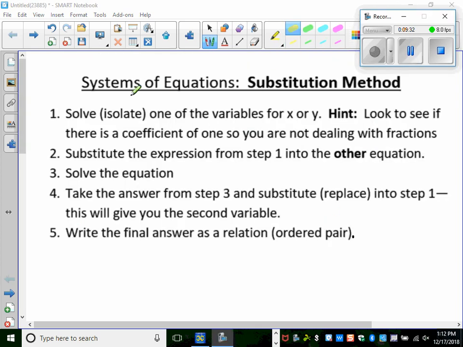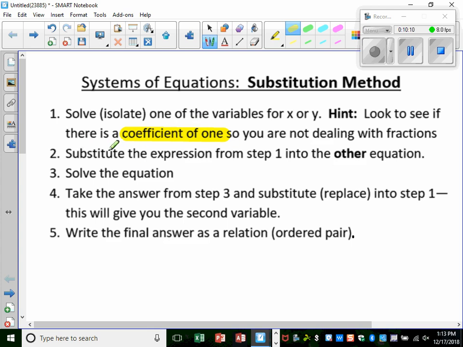All right, so this half sheet of paper should be picked up at the door. And then what we're going to do, first thing it says, we're going to solve or isolate one of the variables for x or y. And then I gave you a hint how to determine which variable you would like to isolate. You want to look to see if there's a coefficient of 1 in one of the equations. Otherwise, you're going to be dealing with a lot of fractions if you don't. So look for the coefficient of 1. Okay, so I'm going to kind of highlight that. Okay, you're looking for coefficients of 1.